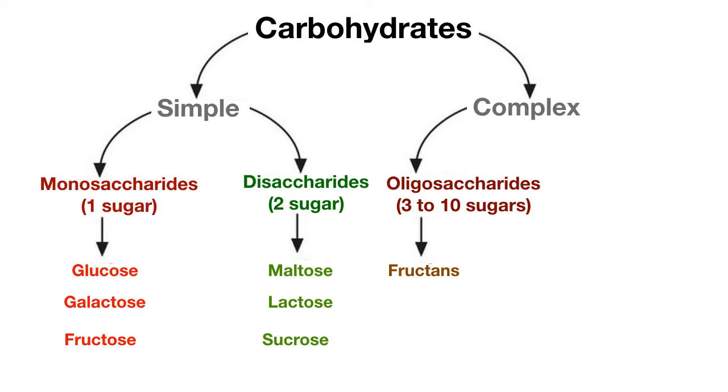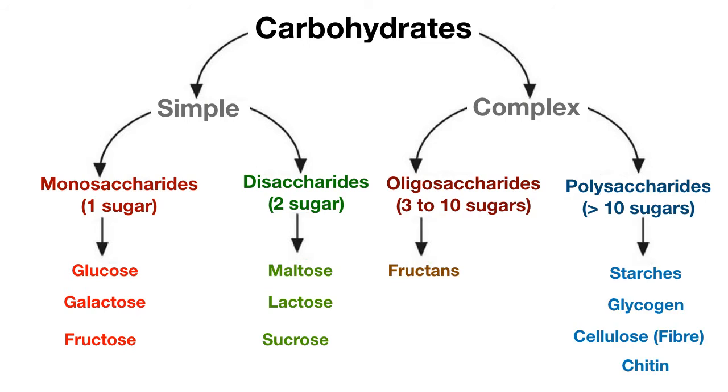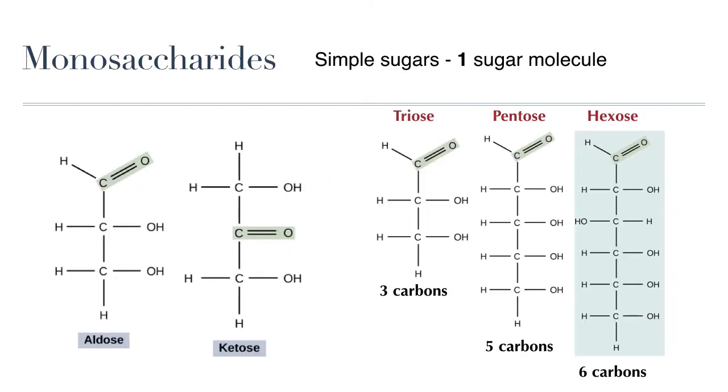And finally, there are the polysaccharides, which are made up of more than 10 sugars bonded together, because poly means many. The polysaccharides include starches, cellulose, glycogen, and chitin. So let's start with the monosaccharides.